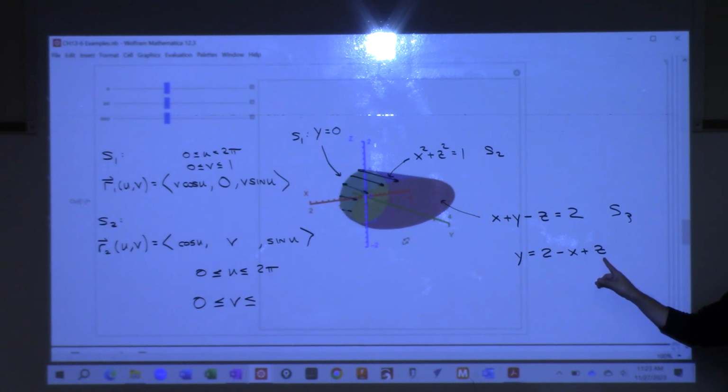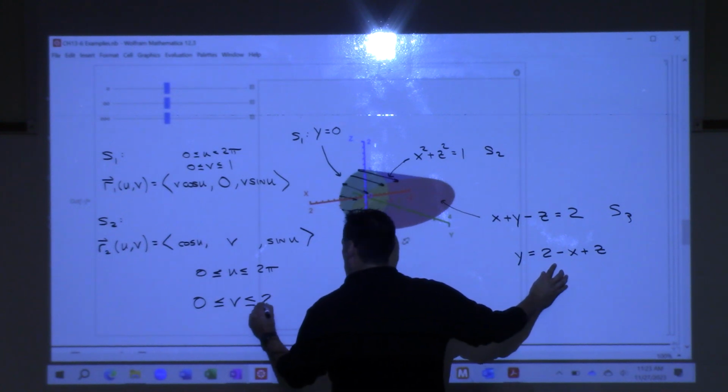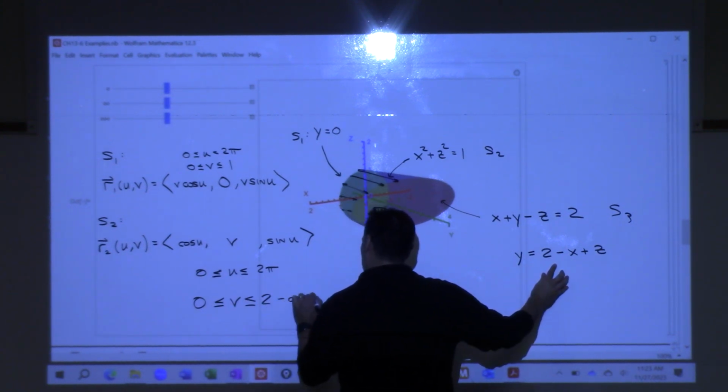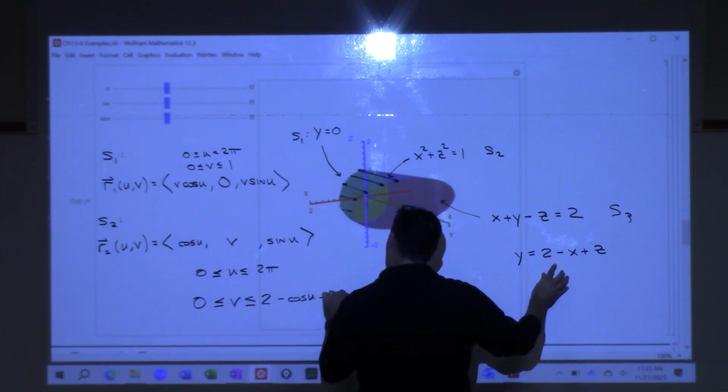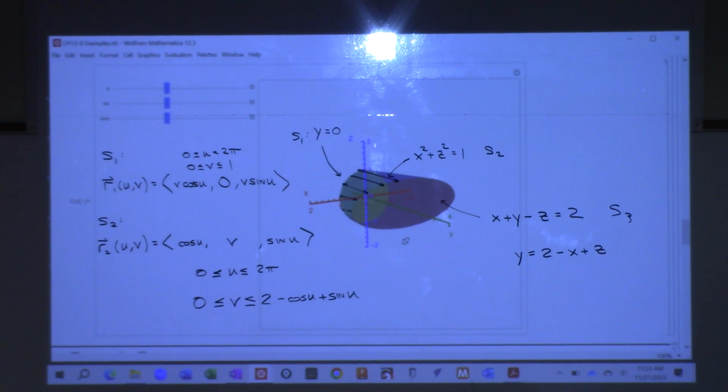Cosine u. And what's z? Sine u. So we want this to be between 0 and 2 minus cosine u plus sine u. Interesting. So let me see if I can convince you that this is going to work.